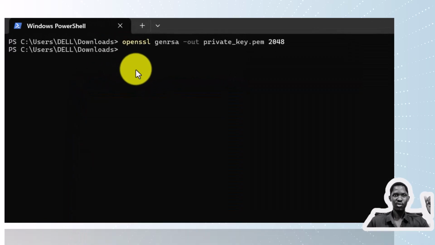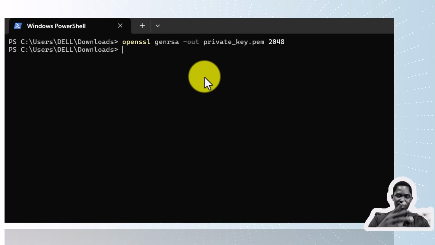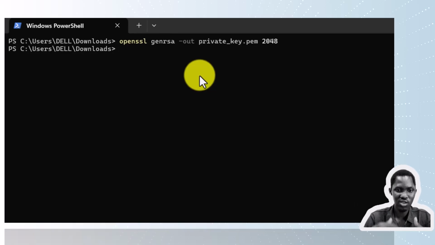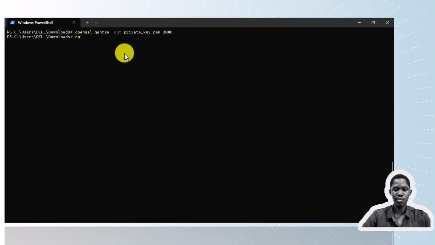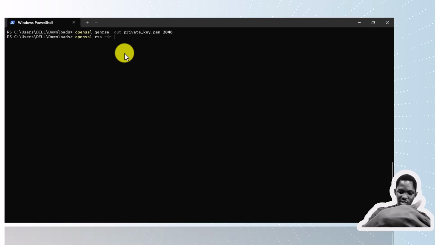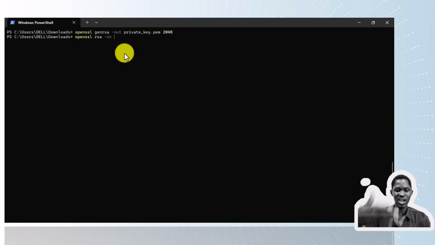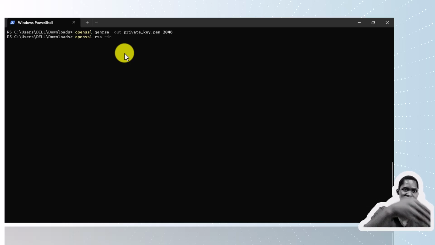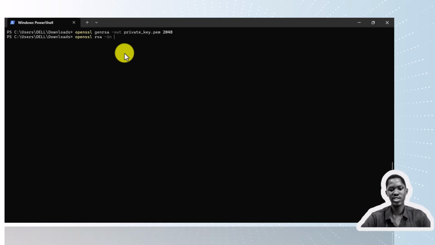Now, let's move on to extracting our public key from the private key. Now we have the private key, we need to get the public key out. OpenSSL, right? OpenSSL, then RSA. We have RSA. Input file, the file we want to input, the private key. So that's the input for this. Private key is the input, and the output will be what? The public key. So I'm going to say private key.pem. That's my file name, the file that contains the private key.